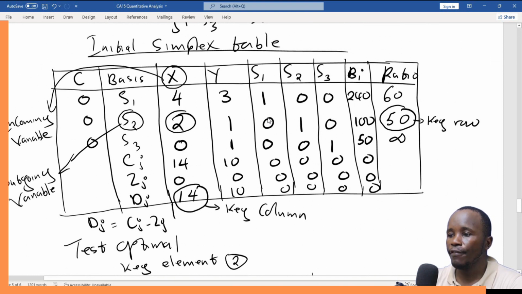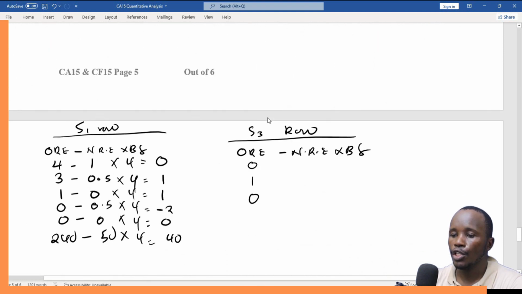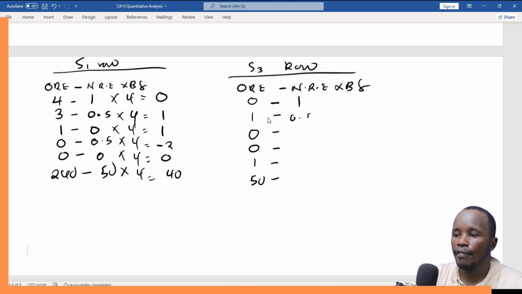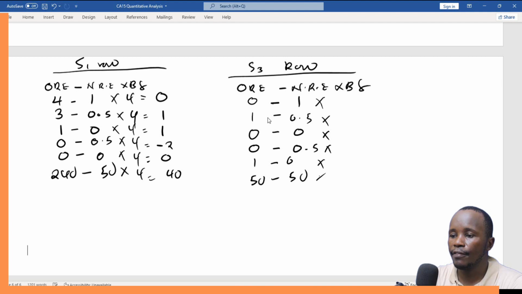Then 0, 1, 50, minus new row elements, which is 1, 0.5. I'm just copying the same figures that are in the previous working because they are the same. This is 1, 0.5, 0, 0.5, 0, 50. Times the balancing figure. We need to look at the balancing figure.